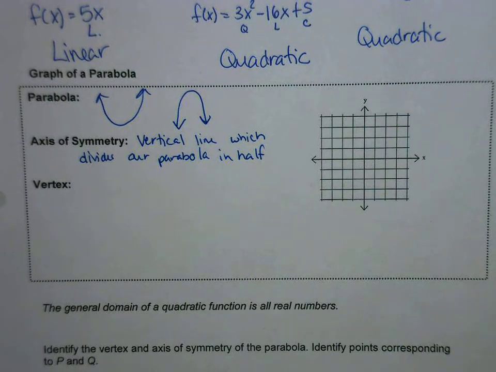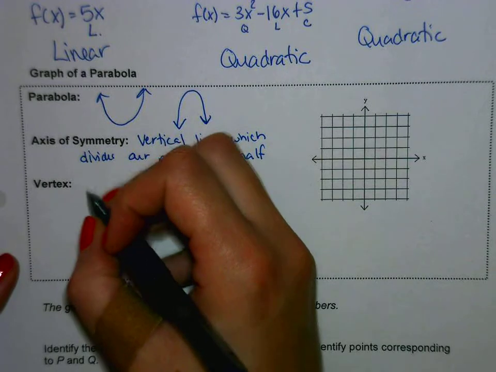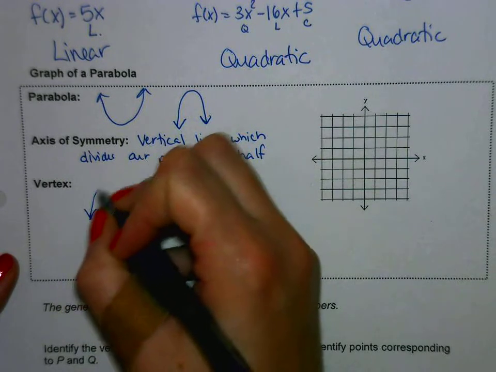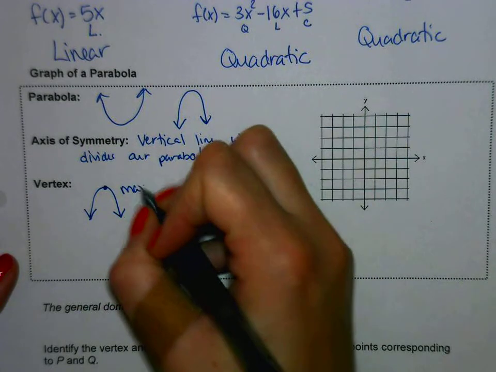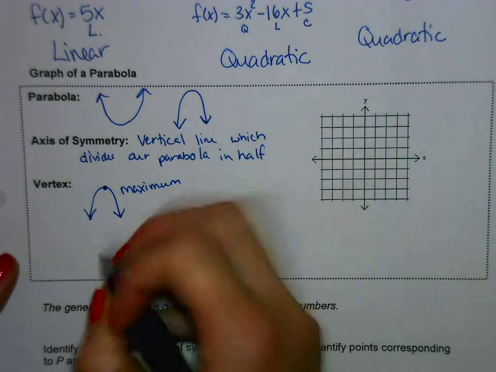And the vertex, we could have a vertex. We have a down-facing parabola. Here's the vertex. We can have a maximum vertex, or we can have a minimum vertex when it's facing up.